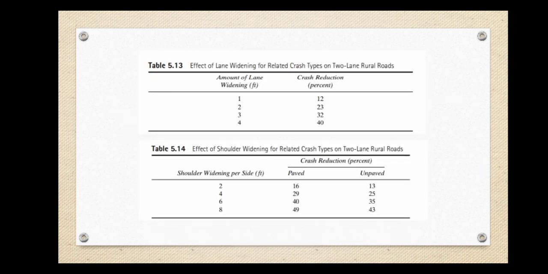So we have here Table 5.13, which is the effect of lane widening for related crash types on two-lane rural roads. And we also have here Table 5.14, the effect of shoulder widening for related crash types on two-lane rural roads.